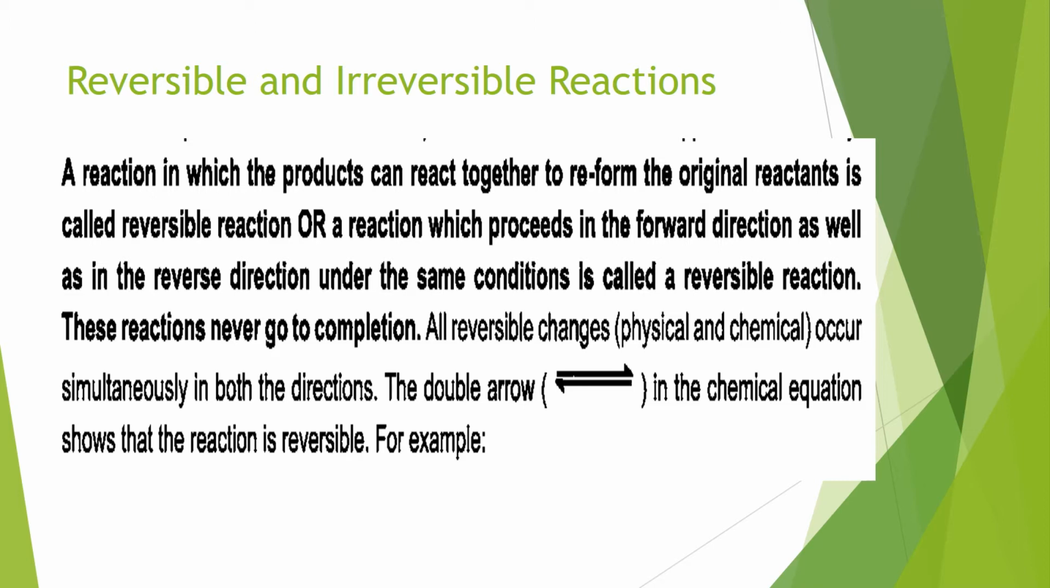These are two-sided reactions. A forward reaction proceeds in which a product is formed, and a reverse reaction proceeds under the same conditions in which the product transforms into the reactants again. These reactions never go to completion because the forward and reverse reactions take place side by side, and these types of reactions are shown by a double arrow.